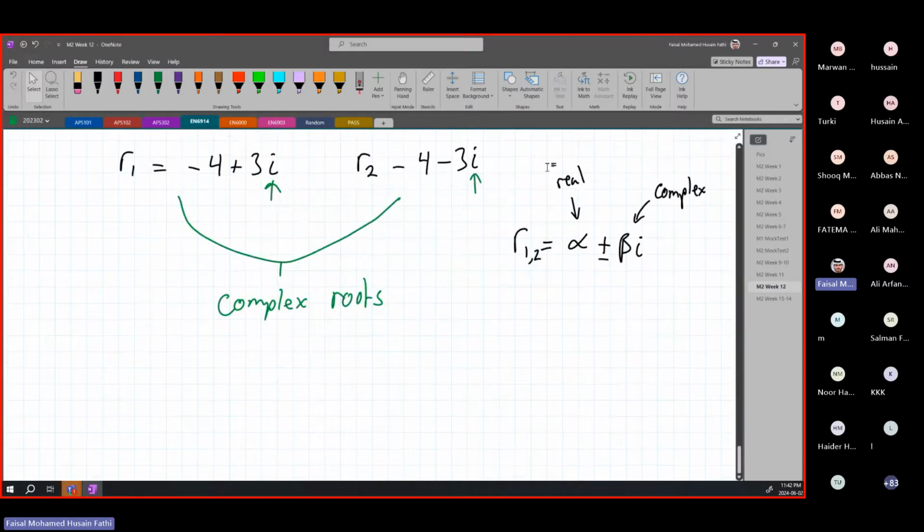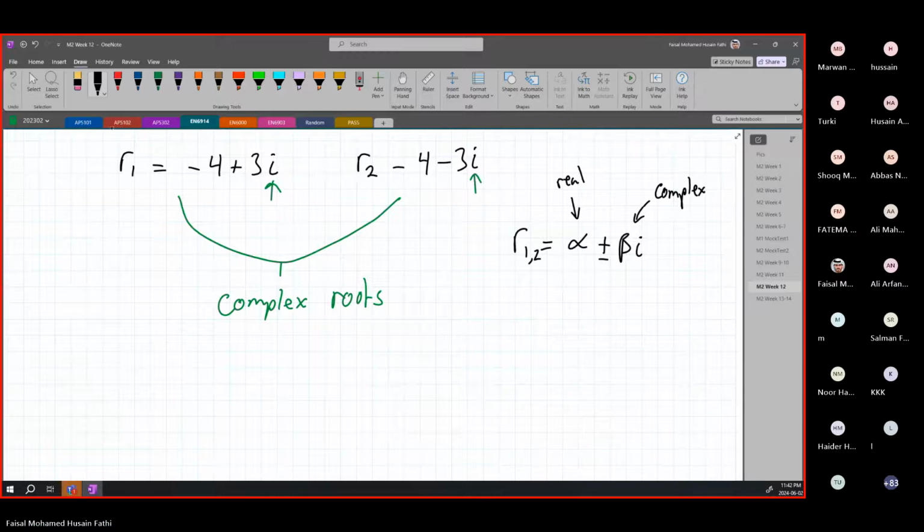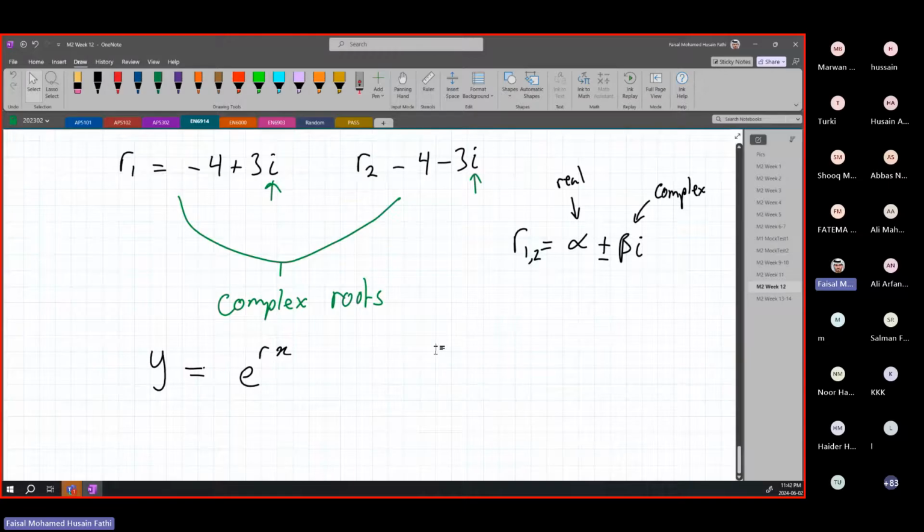Again, we are just having a general form for r1,2, where this is our real part and this is our complex part. So if we want to find our general solution, remember, y is equal to e to the power of rx based on our assumption. In this case, our r is equal to alpha.